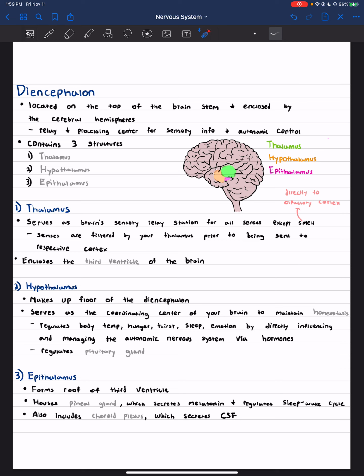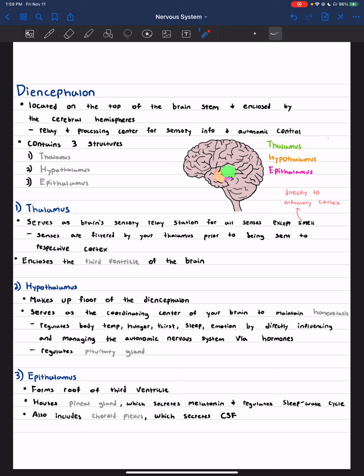There are three structures in your diencephalon. You have the thalamus, the hypothalamus, and the epithalamus. On the brain I drew on the right-hand side, you can see that I highlighted different areas where these structures will be found, and together these form your diencephalon. Now, let's start with the thalamus.